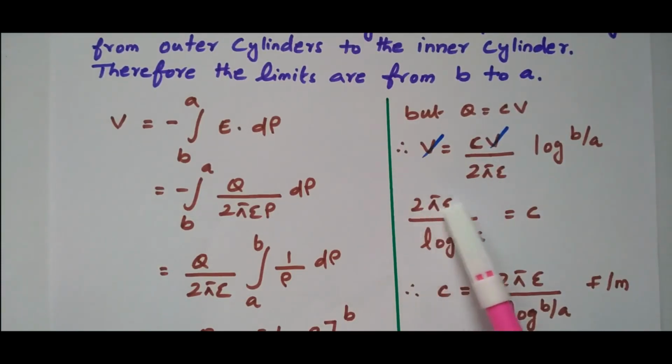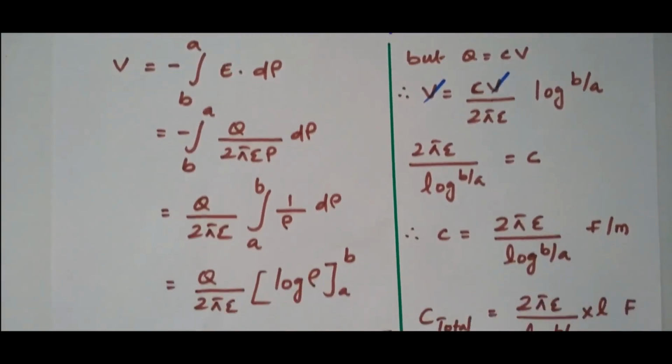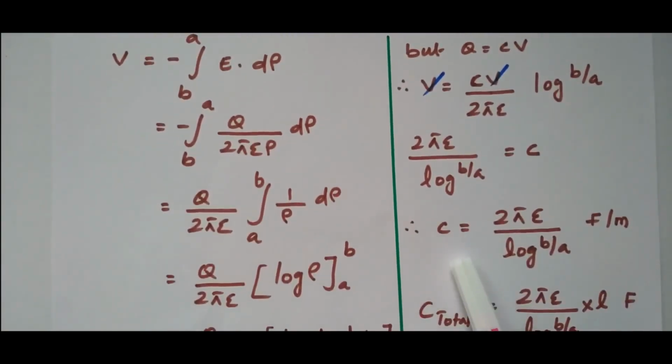So 2 pi epsilon divided by log b by a equals C. That can be written as C equals 2 pi epsilon divided by log b by a. The unit is farad per meter, because here we consider only 1 meter length of cable. So the unit is farad per meter.